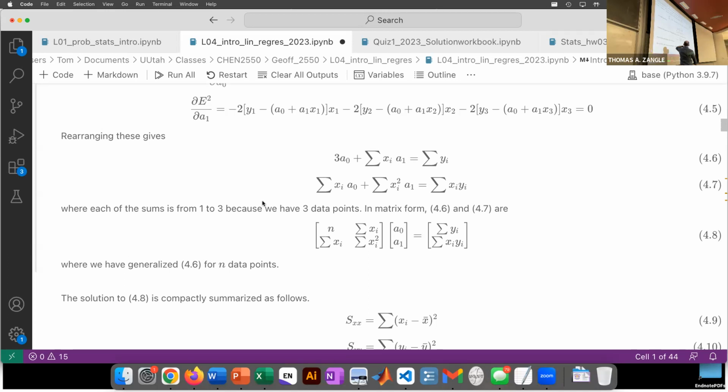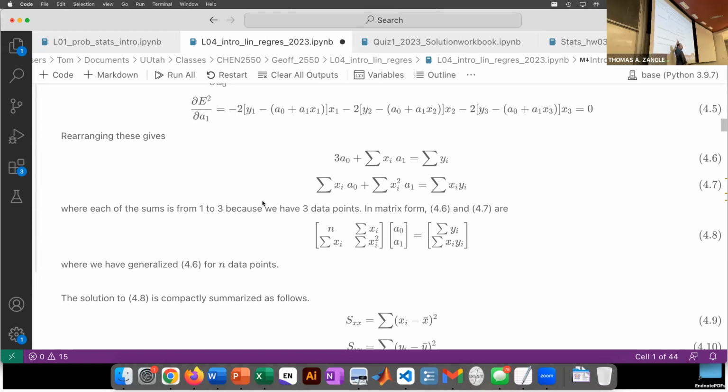But one thing that the matrix form highlights for us here is that, given our set of 3 measured values, xi and yi, we know everything except for this A0 and A1. So we know n, the number of data points. In this case, we're starting out with 3. We can compute the sum of all the x's. That's just the sum of all the extraction times.